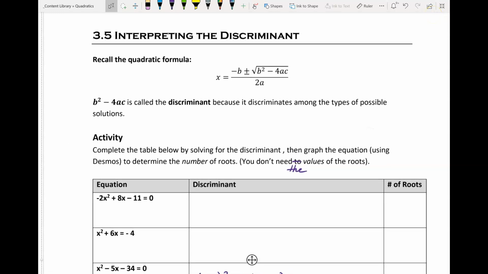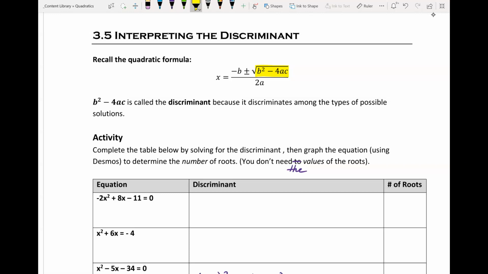Welcome to the next lesson on discriminants. This is the quadratic formula that we used before. Now we're going to focus on a part of it called the discriminant, and it's what's inside of the root sign. So the b squared minus 4ac is the discriminant because it discriminates among the types of possible solutions.